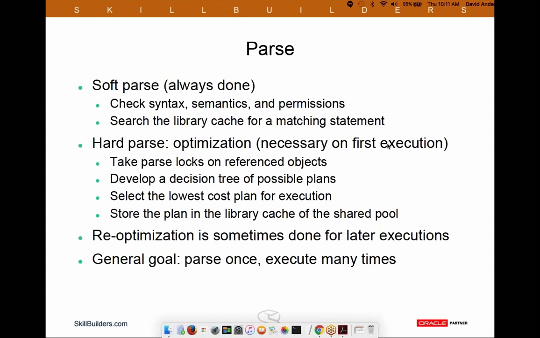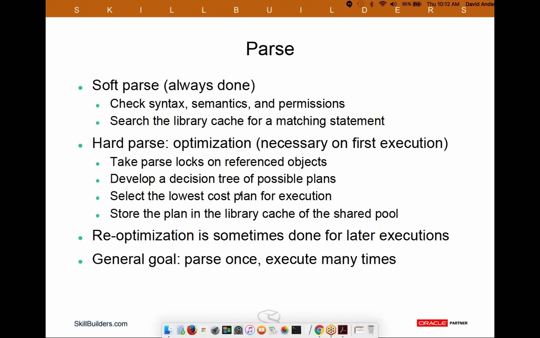Obviously, this would be necessary on the first execution of a statement. So the hard parse does a bunch of things. Takes some parse locks. Locks is like a 4-letter word. It's a bad thing. Locks decrease scalability. So hard parse is sort of a bad thing. Then it looks at possible execution plans. What are the different ways that I could execute this statement?